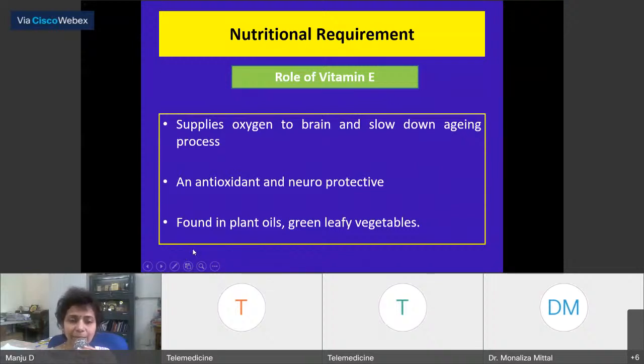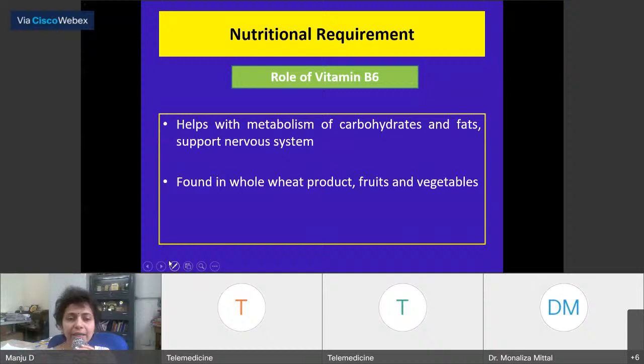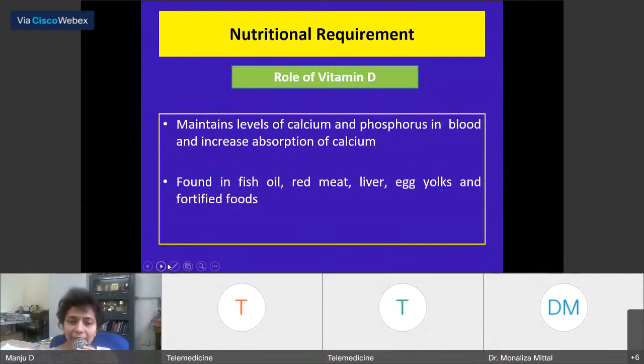And vitamin E supplies oxygen to the brain and slows down the aging process. It has antioxidant property and neuroprotective effect. It is found in plant oils and green leafy vegetables. Vitamin B6 helps with metabolism of carbohydrates and fats, supports the nervous system, and is found in all wheat products, fruits, and vegetables. Vitamin D maintains the level of calcium and phosphorus in blood and increases absorption of calcium. It's found in fish oil, red meat, liver, egg yolks, and fortified foods.